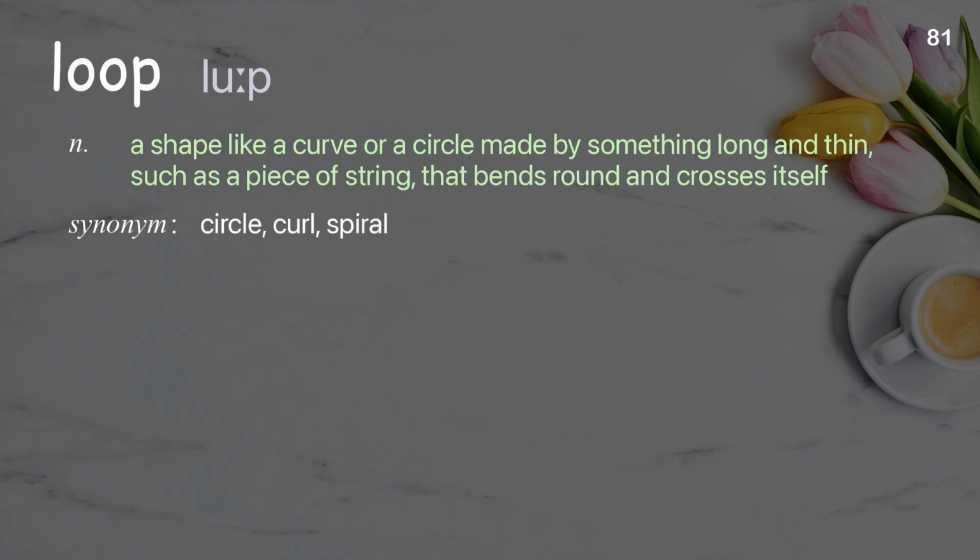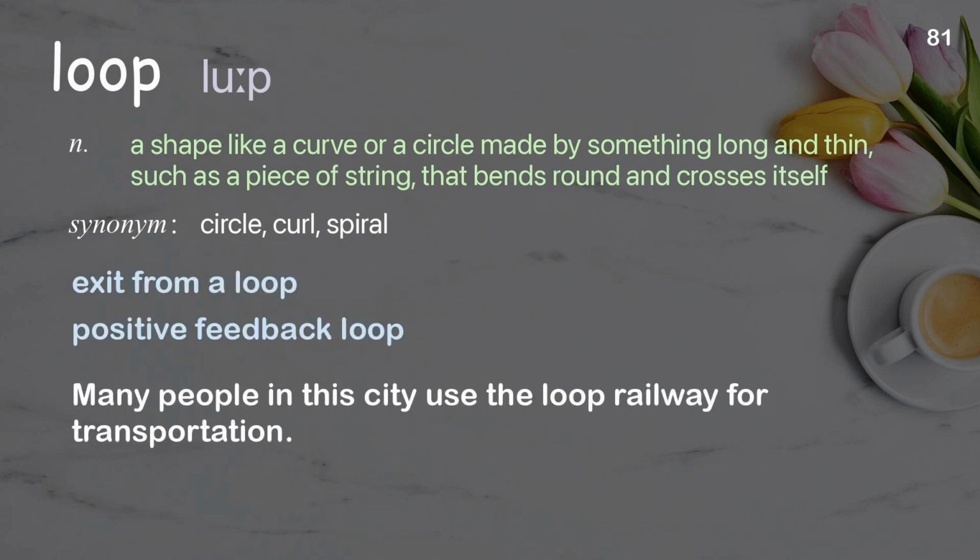Loop. A shape like a curve or a circle made by something long and thin, such as a piece of string, that bends round and crosses itself. Examples: exit from a loop. Positive feedback loop. Many people in this city use the loop railway for transportation.